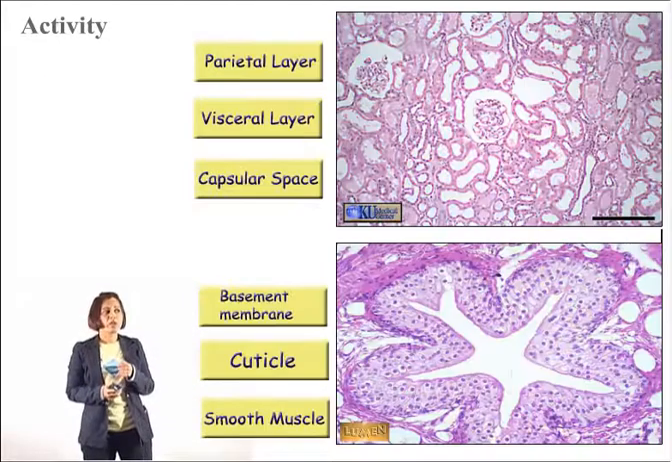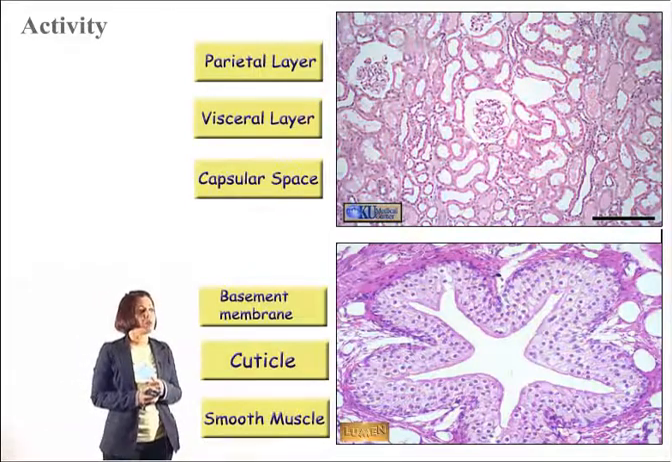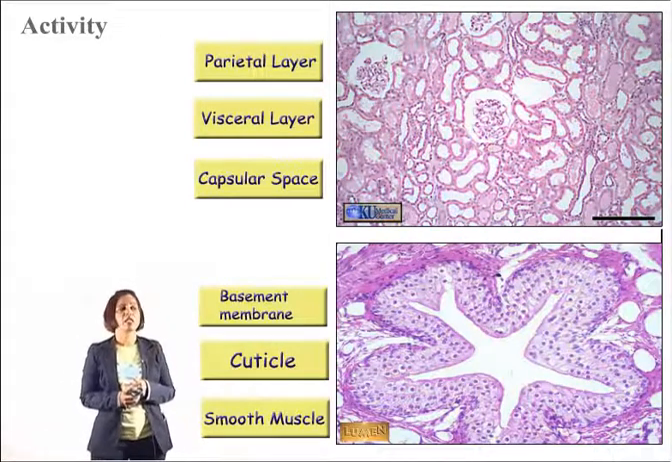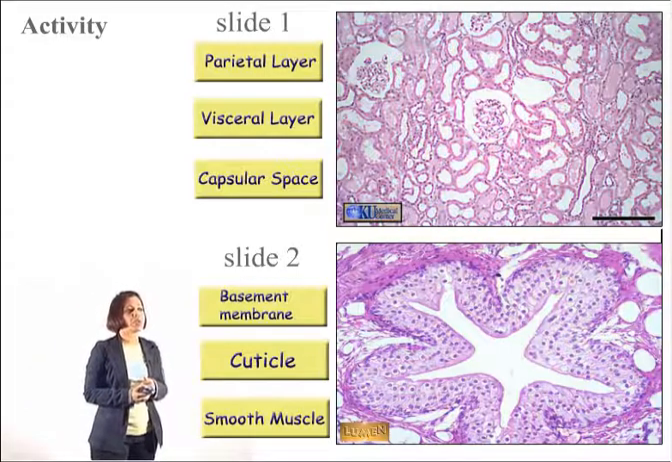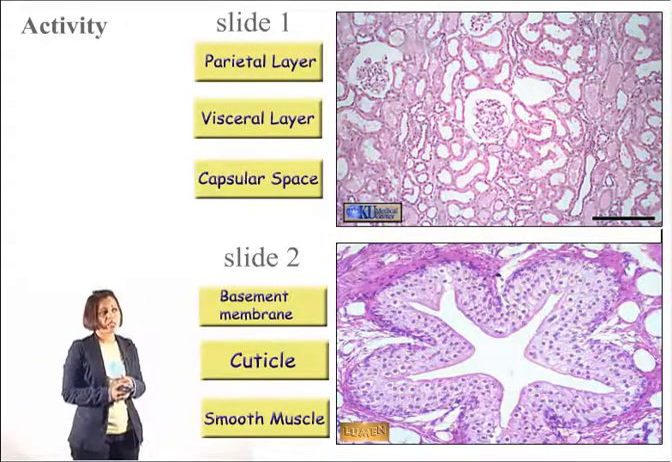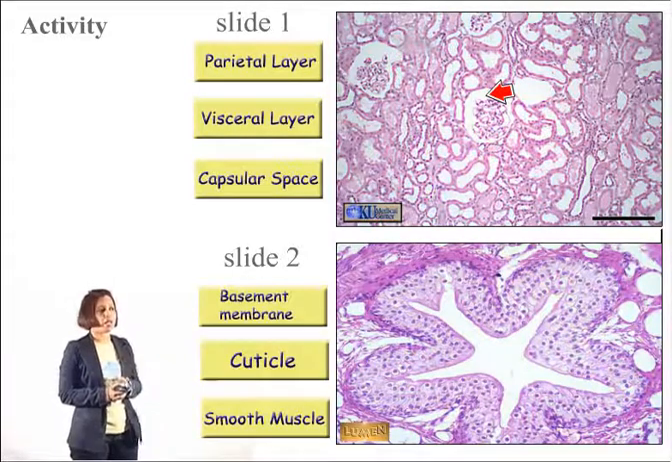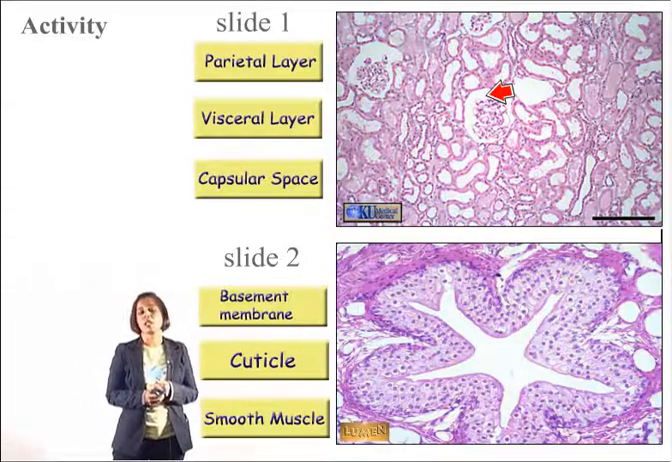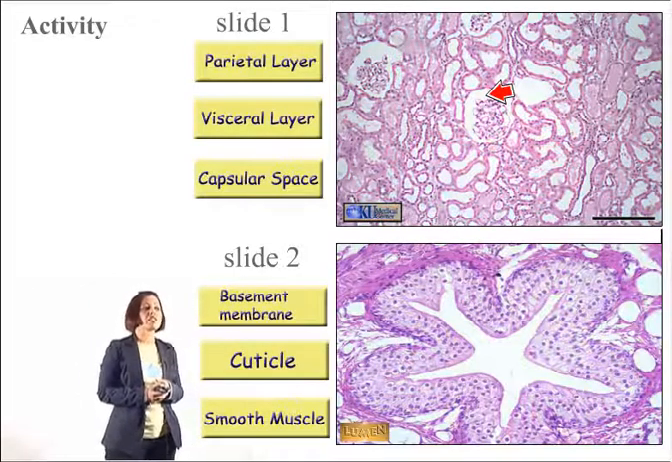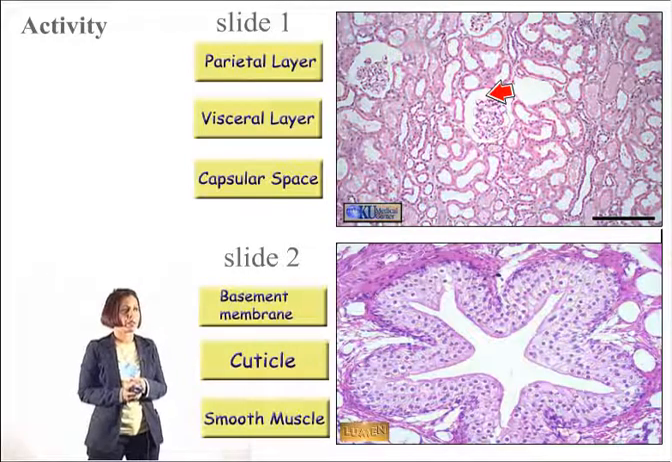Let's go on to another activity where again we have two slides, slide 1 and slide 2. And I would like you to identify in slide 1 where the arrow is lying. Is it lying on the parietal layer of the Bowman's capsule? Is it lying on the visceral layer? Or is it in the capsular space?